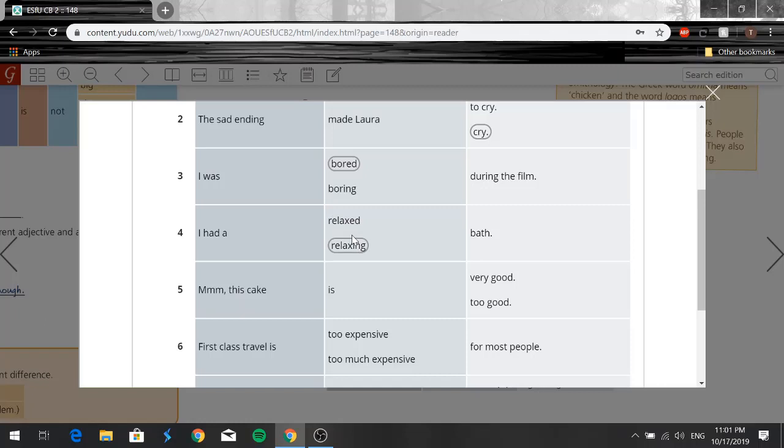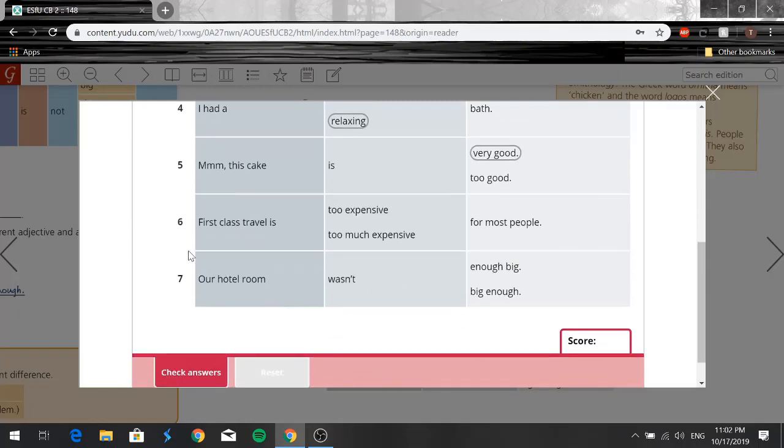This cake is too good or very good. Again, if I say too good, then that means there's a problem. It was almost too good for me to the point where I had trouble eating it. So, very good in this case. First class travel is too much expensive or too expensive for most people. We'll say too expensive. No need to use much here. 7. Our hotel room wasn't enough big or big enough. Never say enough big. Okay, so big enough.